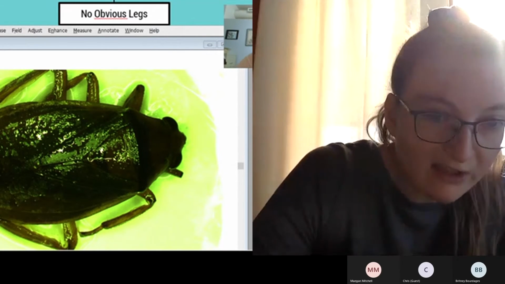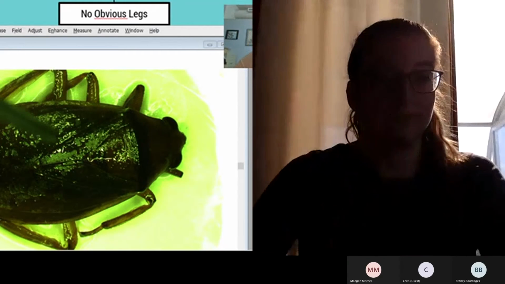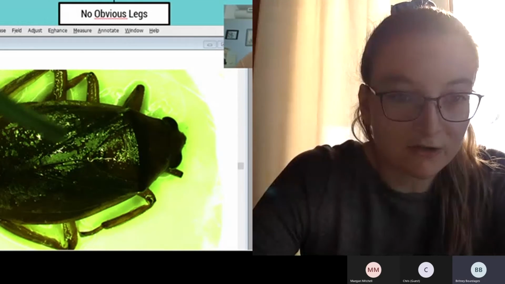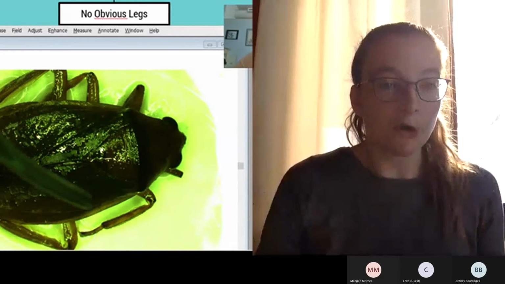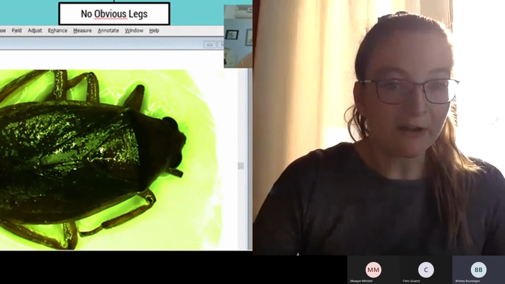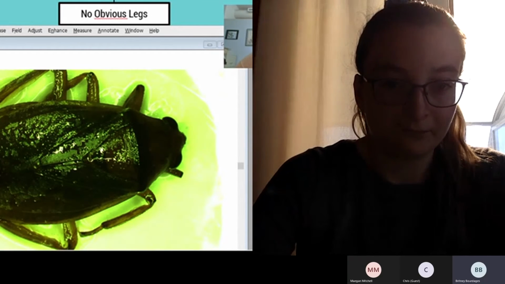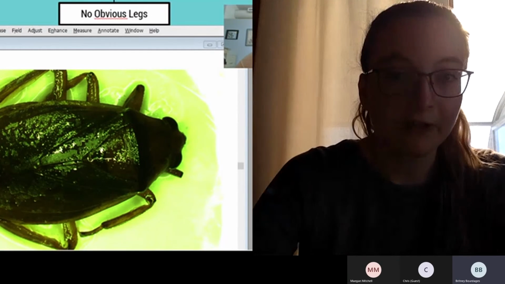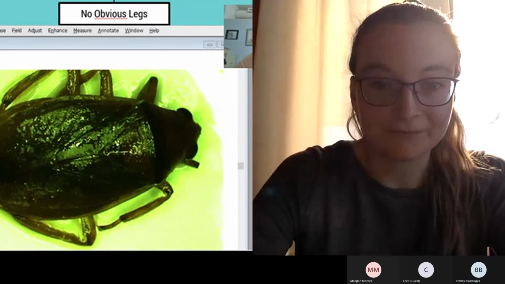So from what we can see, are the wings crossing each other or not? So Lexi's going to kind of try to show us. If we were using a microscope up close, it would be a little bit easier. It looks like an X. Looks like an X? Yeah, so this is a true bug.